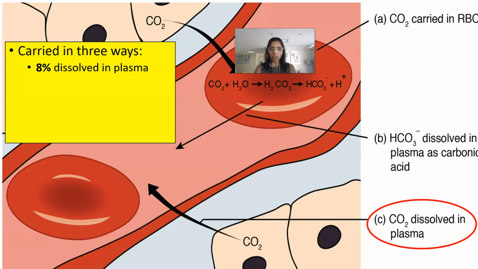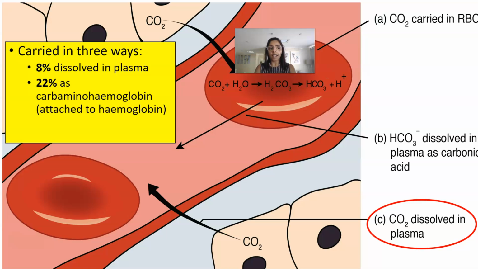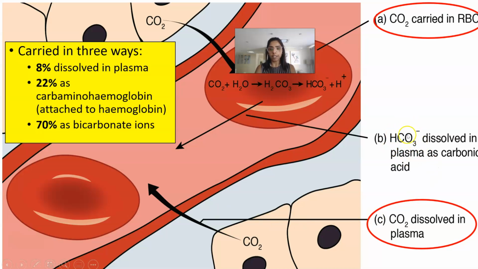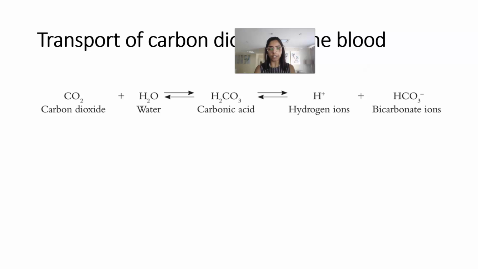The next highest concentration of carbon dioxide is actually transported as carbaminohemoglobin. So therefore carbon dioxide attaches to hemoglobin, and that's about 22%. The remainder, which is bicarbonate ions, which you can see here, this is how the majority of carbon dioxide is transported throughout the bloodstream. So it's a little bit of chemistry, and we're going to explain how that occurs.